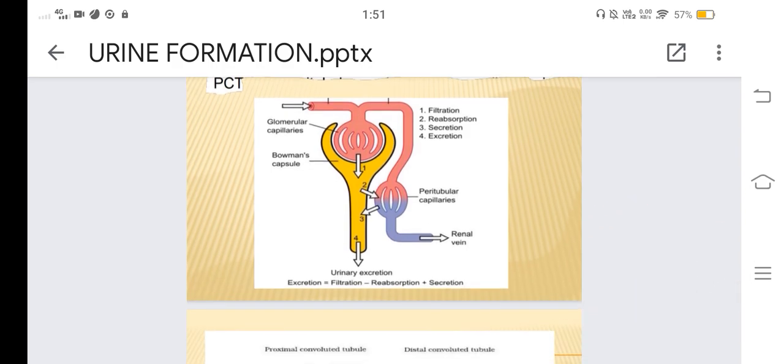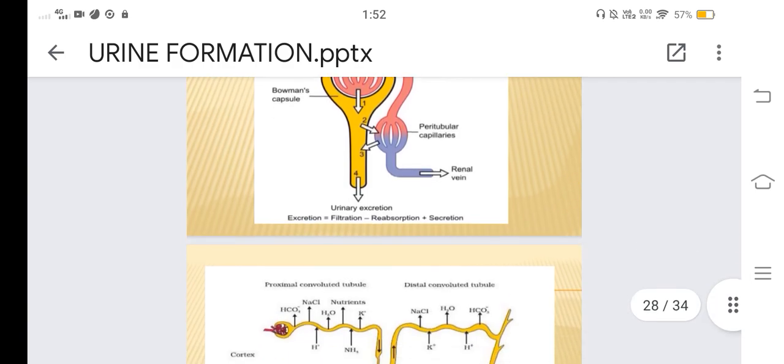Glomerular capillaries are there: filtration, reabsorption, secretion and excretion. Bowman's capsule is there. Where is that filtration process occurring? In the Bowman's capsule, right? In the glomerular capillary region, glomerulus region. Then reabsorption, peritubular capillaries are there. Renal vein, urinary excretion is happening in the collecting duct.